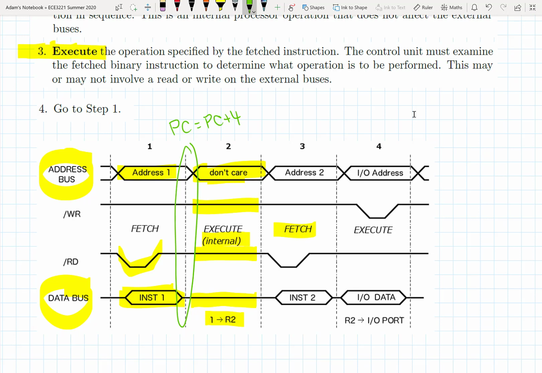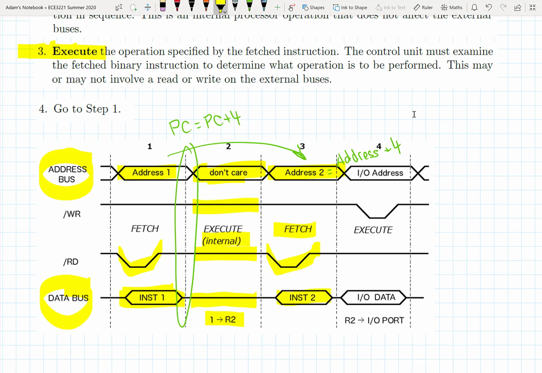Okay, and that address, whatever that address was, this address was equal to address 1 plus 4. Okay, and again, a fetch is a simple memory read, so we have put the address of where the next instruction exists. We do a read.